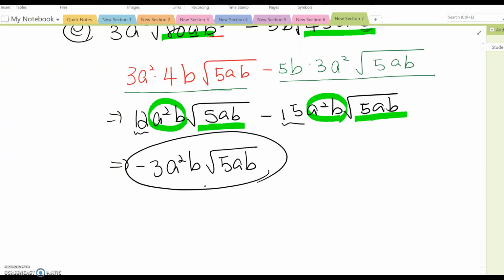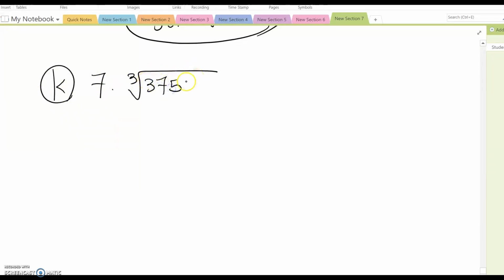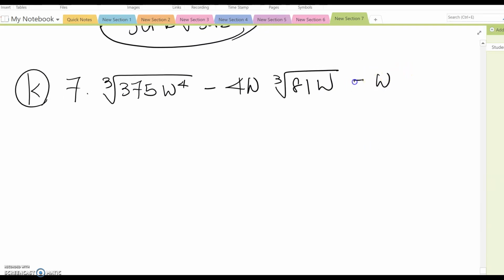Then what about non-square-root forms, such as k? 7 times cubic root of 375w to the fourth power, minus 4w cubic root of 81w, minus w cubic root of 24w. Same thing, we need to simplify the radical expression first. But remember, this time it is cubic, which means any triple will become one single value.